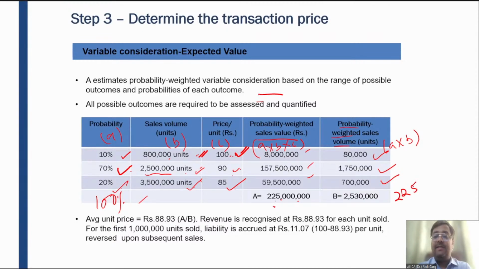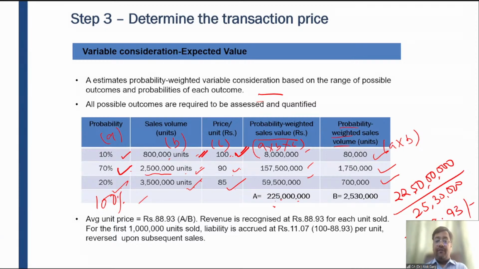My per unit price is 22 crore 50 lakh divided by 25 lakh 30,000. This will give me a price of 88.93 rupees per unit. So friends, the average unit price is 88.93, right? So friends, in this case, revenue has to be recognized at 88.93 rupees from the contract.